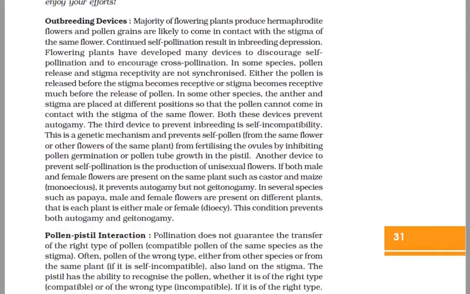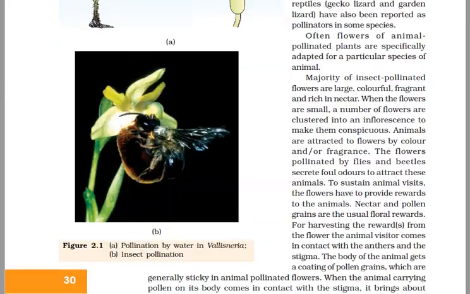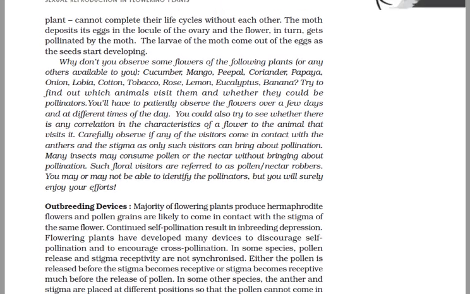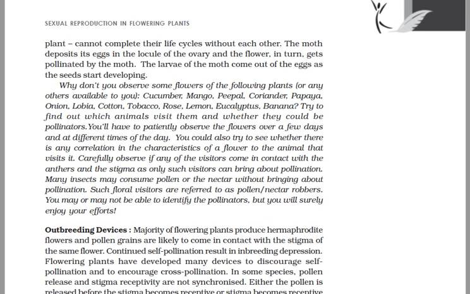So this yucca and moth, just on the top lines you see the moth. I have already discussed this with you. The moth deposits its eggs in the locule of the ovary, and in turn the flower gets pollinated, and the larvae of the moth come out of the eggs as the seeds start developing. So they show the symbiotic association with each other.